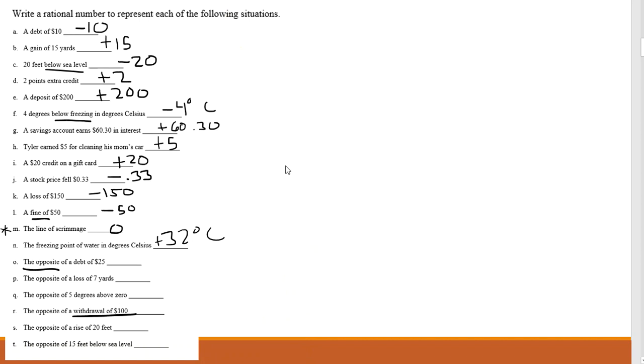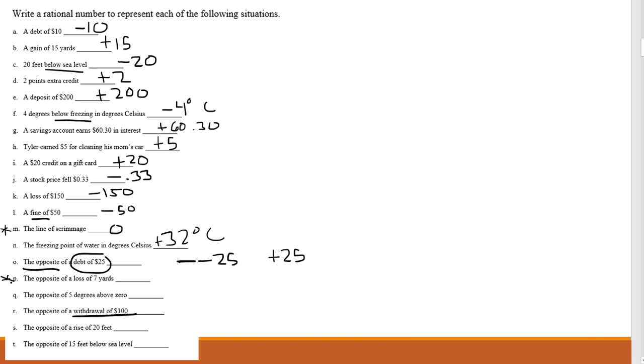Okay, so I just want you to start paying attention to that. A lot of you probably knew that the freezing point of water was 32 degrees Celsius. I actually had to look that one up. So let's look at O, the opposite of a debt of $25. Now, these ones are a little bit tricky. If there is a debt of $25, that's going to be a negative 25. But then the opposite of a negative 25 would be a positive 25. Okay, the opposite of a negative 25 is a positive 25.